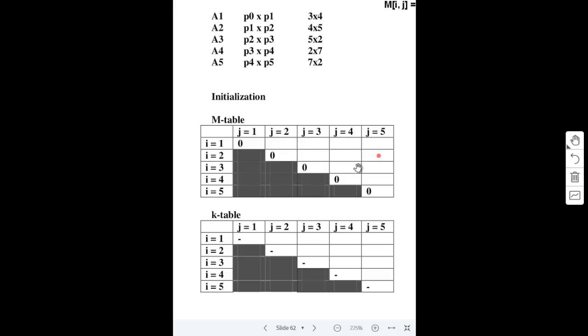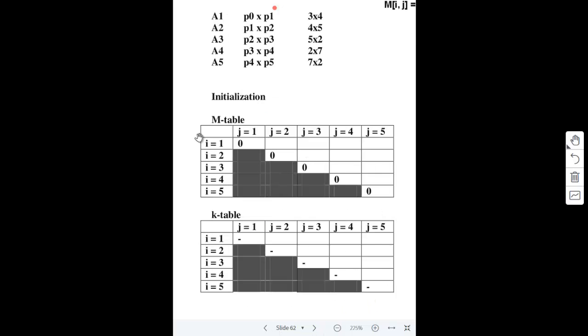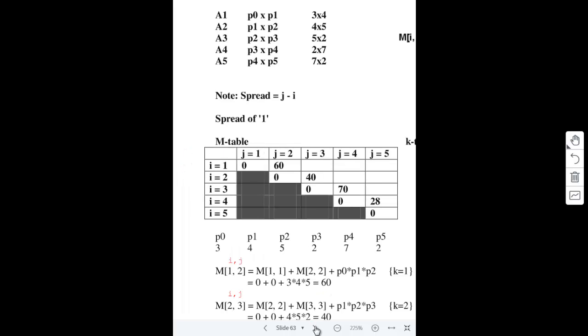The actual calculations start when I is less than J, so that means we have to fill the upper diagonal. We don't need to fill the lower part of this matrix because those entries correspond to I greater than J, and that doesn't make sense. You'd have a chain AI to AJ where the index I is greater than index J. That's not reasonable. So we'll fill only the upper part of this matrix where I is less than J. Similarly for the K table, we'll fill only the upper cells.